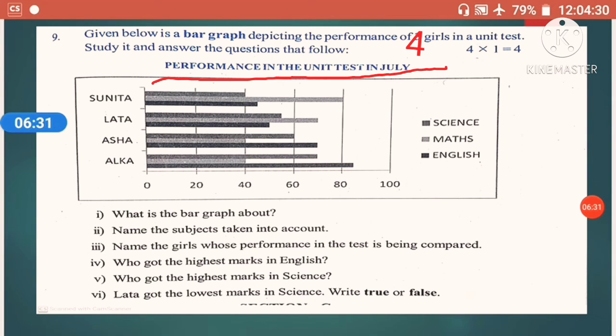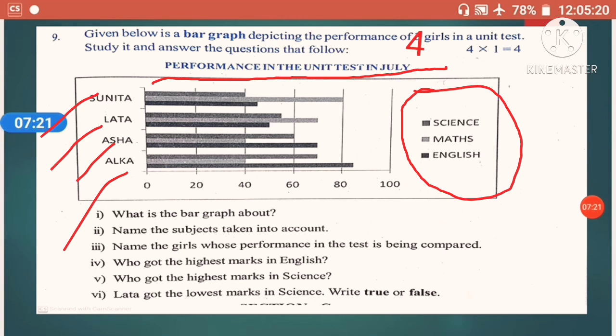Of course there is a choice, but don't depend on the choice, because if you do you will lose the marks. So attempt all the questions. Number all the questions and answer them. Here is data depicting the performance of 4 girls in a unit test in a certain school. Let us study this. Who are the students here? Sunita, Lata, Asha and Alka.